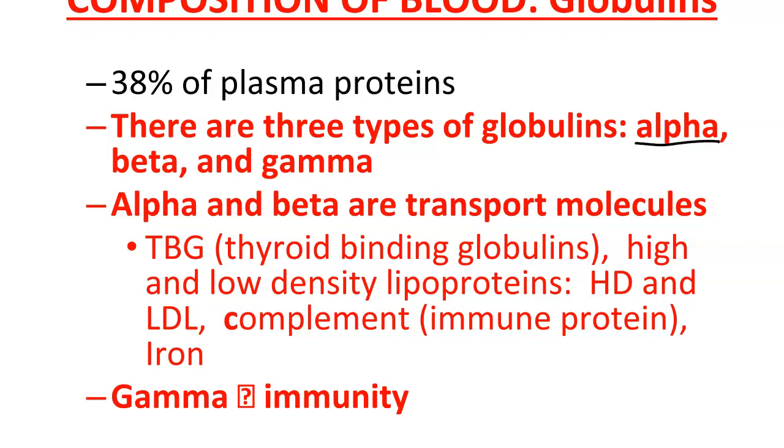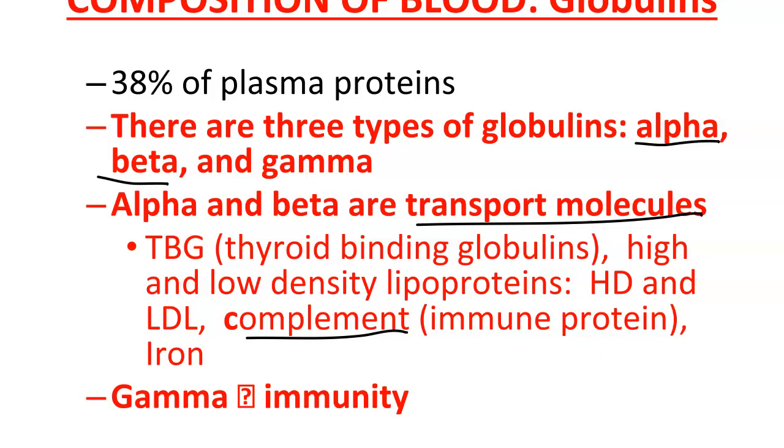Alpha and beta globulins are made in the liver, and they are transport molecules. TBG, thyroid binding globulins, are the molecules to which thyroid hormone binds. High and low density lipoproteins, HDL and LDL, are also globulin proteins that in this case bind triglycerides, fats. Complement is an immune protein made by the liver that is also a globulin.